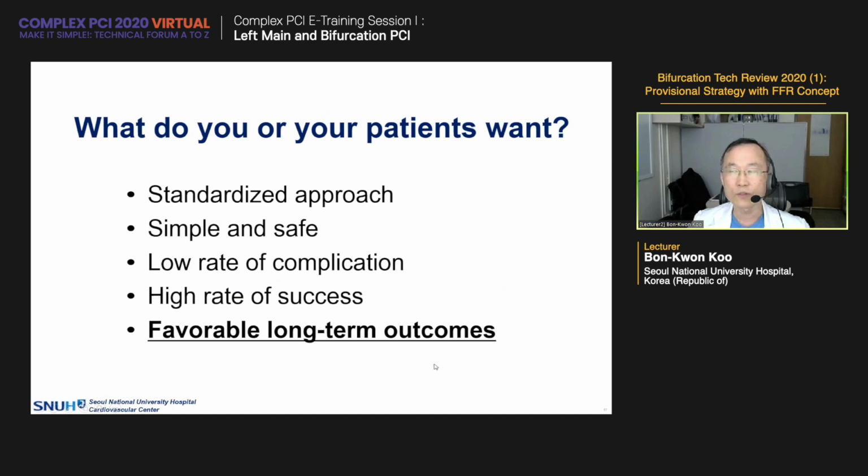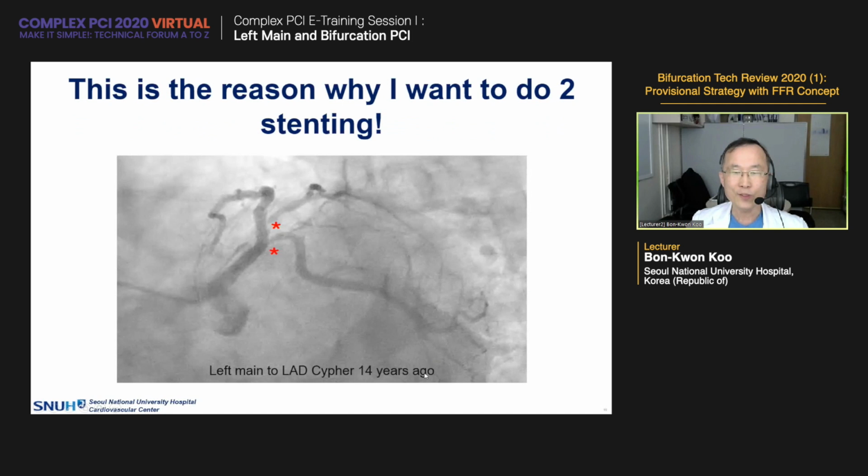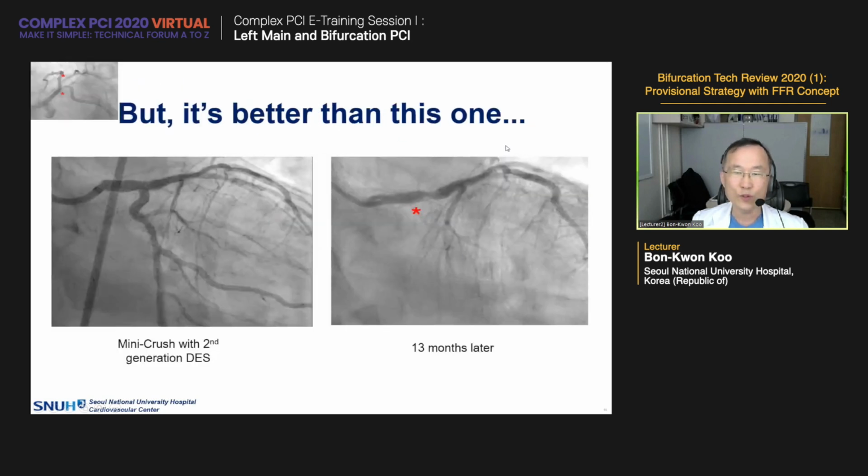So finally, I'd like to talk about the long-term outcomes. Here is a long-term follow-up angio. This angio was 14 years ago, left main to LAD stent, and 14 years later, there is a jailing of the circumflex ostium and diagonal ostium. Some may criticize when they encounter this kind of image, and argue that this is the reason why they want to do 2 stenting upstream to avoid this kind of complication. But I can also argue by showing this kind of image.